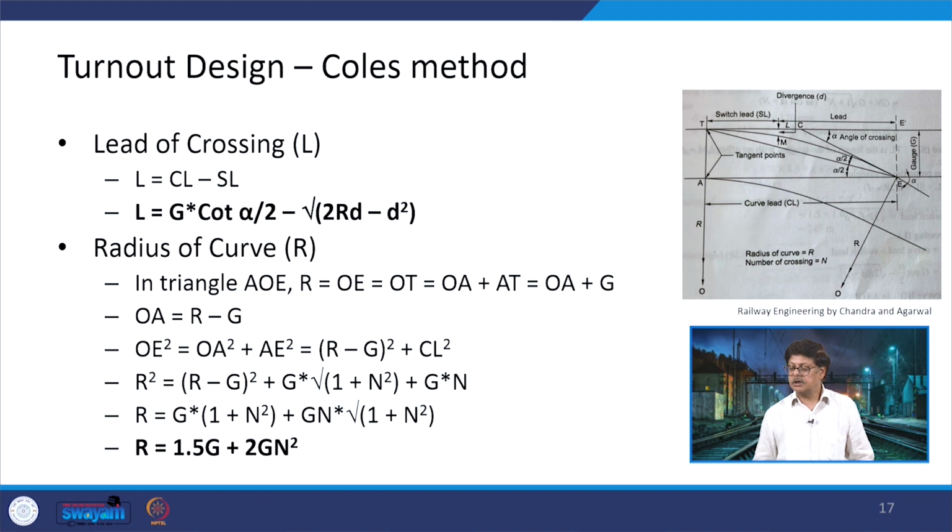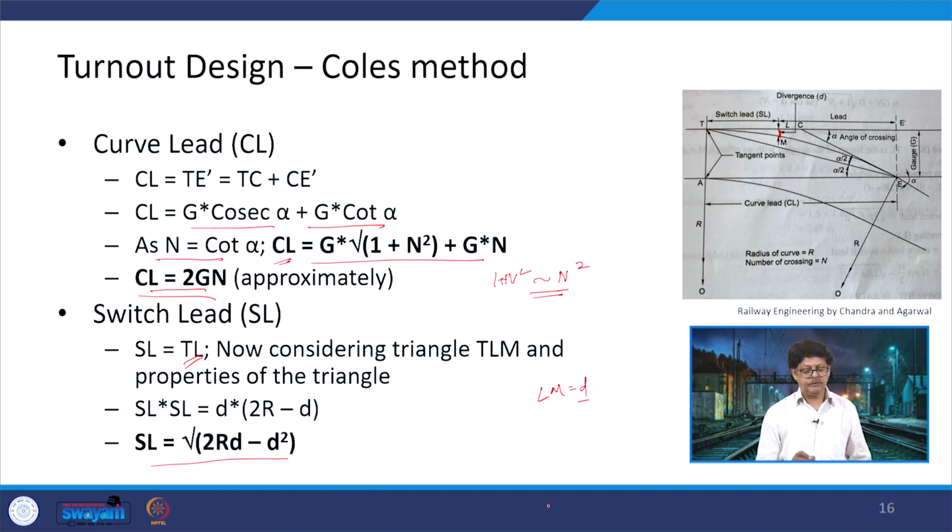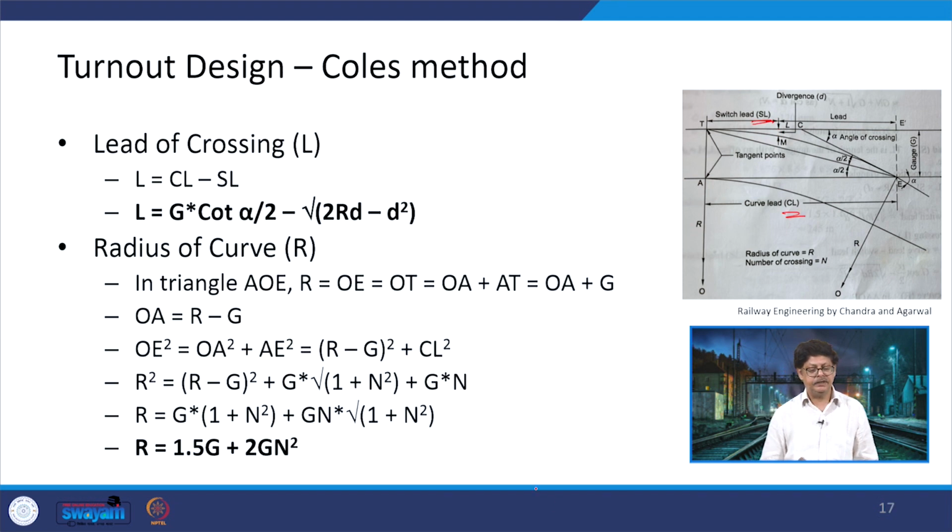Then comes the curve lead, and the curve lead is LE dash. You have already calculated CL and SL, so the difference between CL and SL is going to be the lead. Whatever equations we have found here can be used directly, and we get G into cot alpha by 2 minus under root of 2RD minus D square.